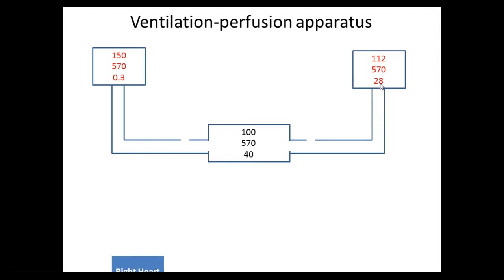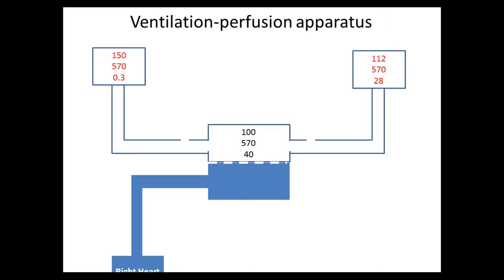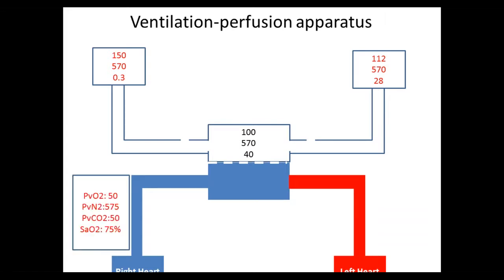And then we have the right side of the heart containing blood, which is passing through the pulmonary artery to the pulmonary capillaries and back to the left heart after getting the oxygen from the alveoli. So on the venous side of the circulation we have partial pressure of oxygen around 50 millimeter mercury, partial pressure of nitrogen about 575 millimeter mercury, carbon dioxide of 50, and the saturation of oxygen around 75%. And again, this is a normal subject.